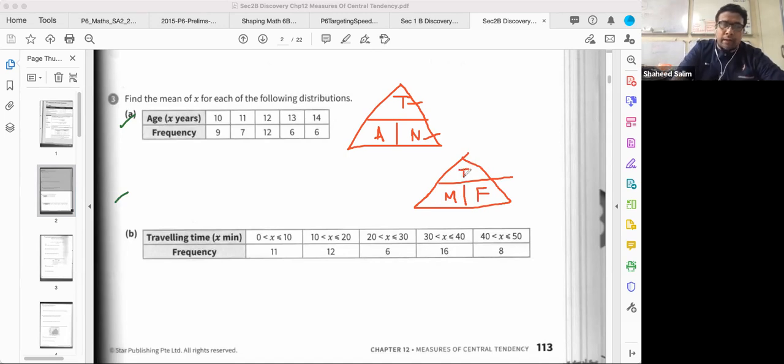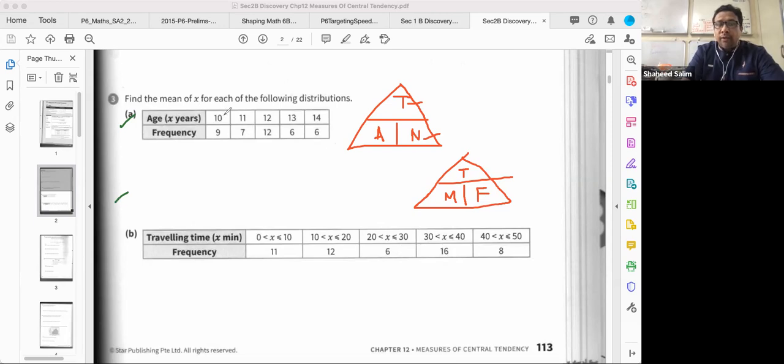So if you want to write it for secondary this way, it's the same thing. So total is total value. Mean is the average. Frequency is the number of times, number of persons or whatever. So down here now, in order to get the mean, is total divided by frequency. Frequency, you got to add up all this, right? Because there are 9 persons who are 10 years old, 7 persons. So you got to add all this as your total frequency here.